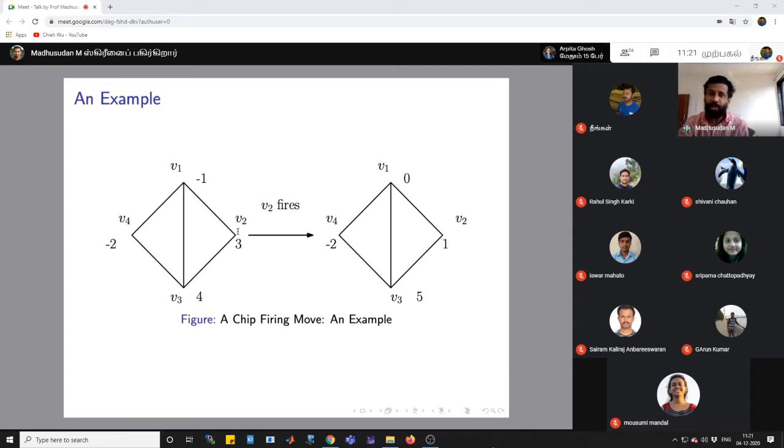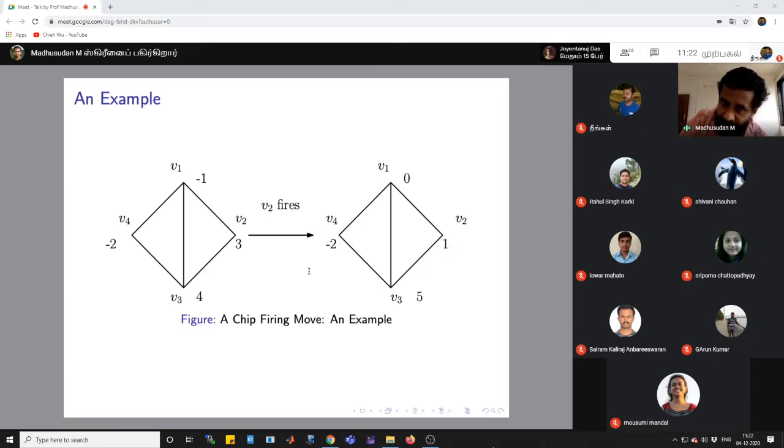So V2 fired. It fired exactly 1 chip as we said, and so it will lose... how many chips will it lose? It will lose exactly 2 chips, right? Because its valency is 2. So the number of chips it will have will come down by 2, so it will be 1.